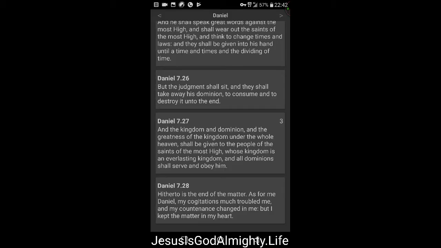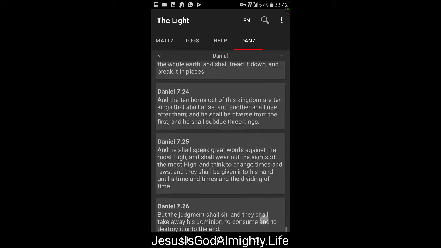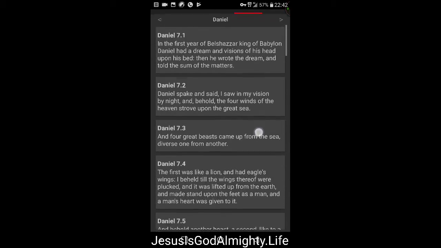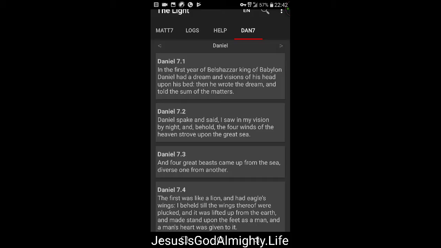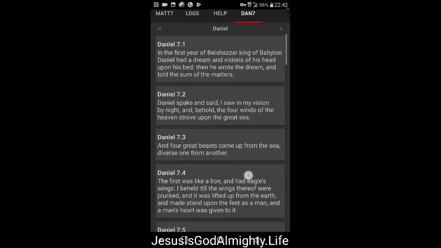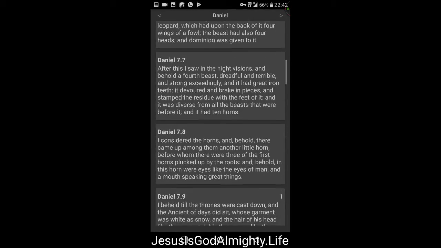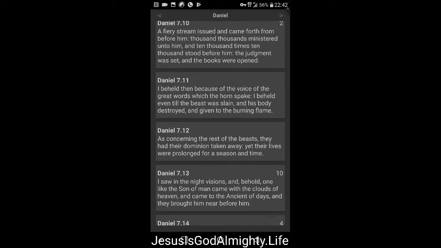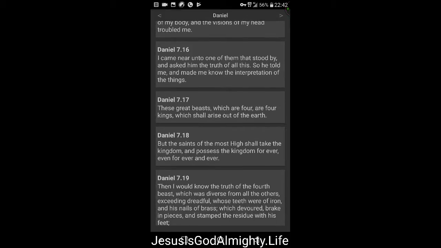Anyway, hitherto is the end of the matter. As for me, Daniel, my cogitations much troubled me, and my countenance changed in me, but I kept the matter in my heart. And of course, if you don't know much about these things, just read the book of Daniel and study a little, begin to open it up, little by little, here and there, and it will begin to grow. And you will begin to understand the things and all that. Let the Bible open up as a flower, little by little, and smell the wonderful scent of it, when you begin to open it more and more.